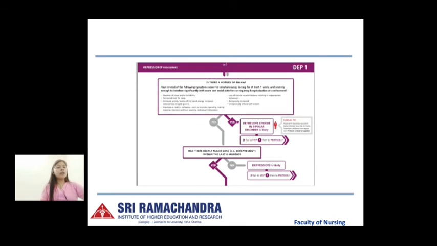Next step, when the person has other psychological problems, then here we have to assess: is there a history of mania? Have several of the following symptoms occurred simultaneously, lasting for at least 1 week and severely enough to interfere significantly with work and social activities, or requiring hospitalization or confinement?